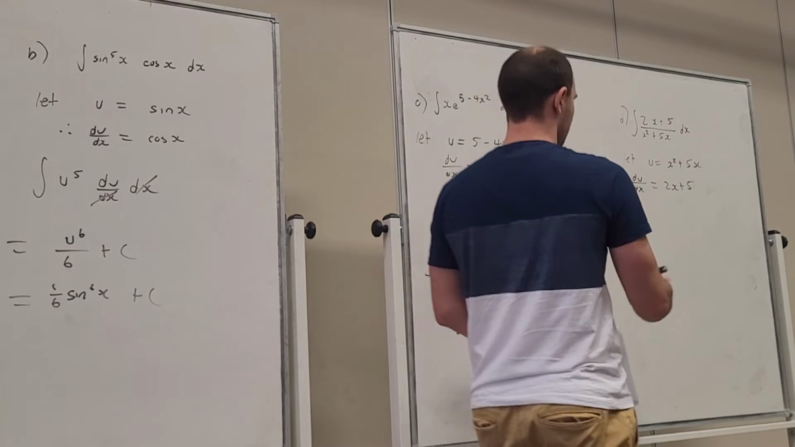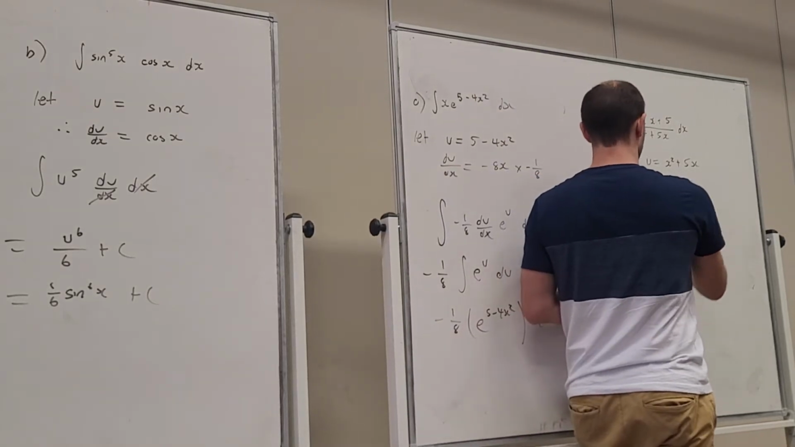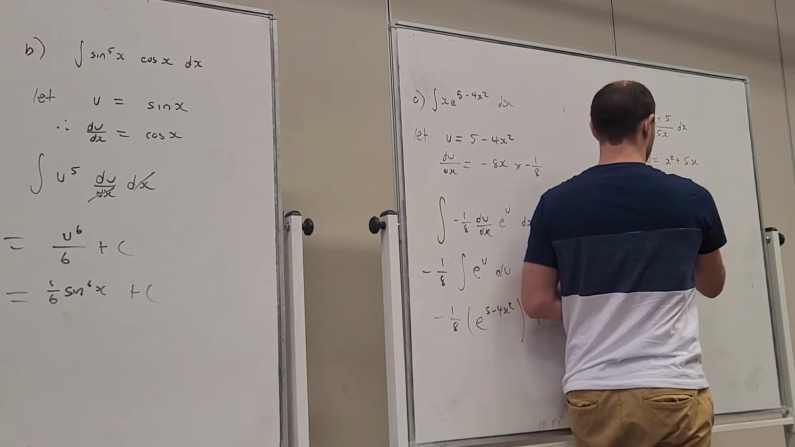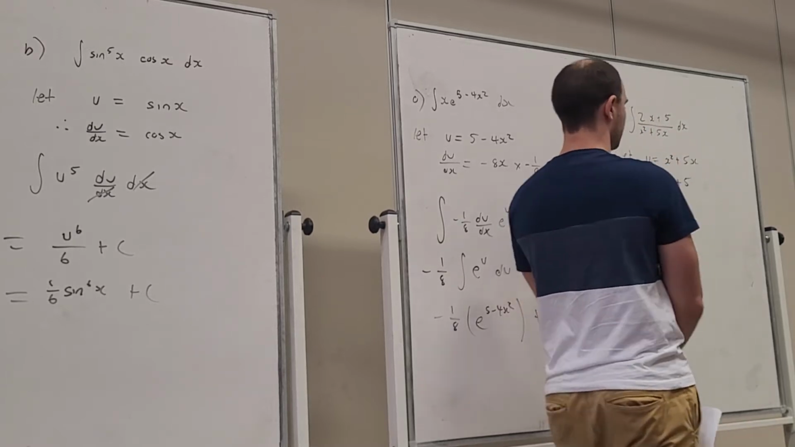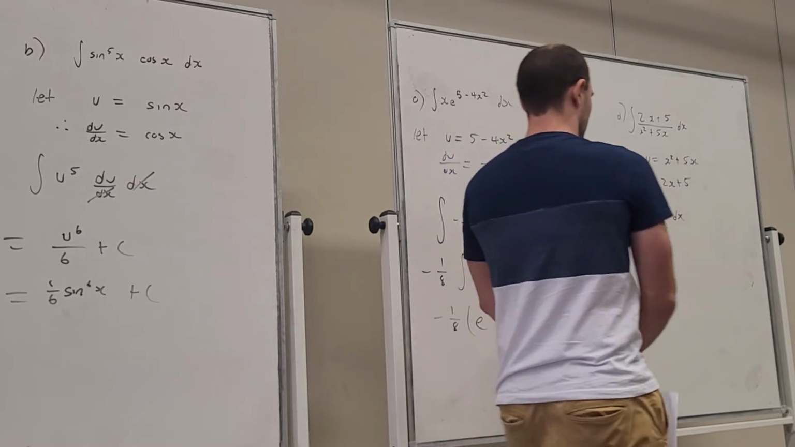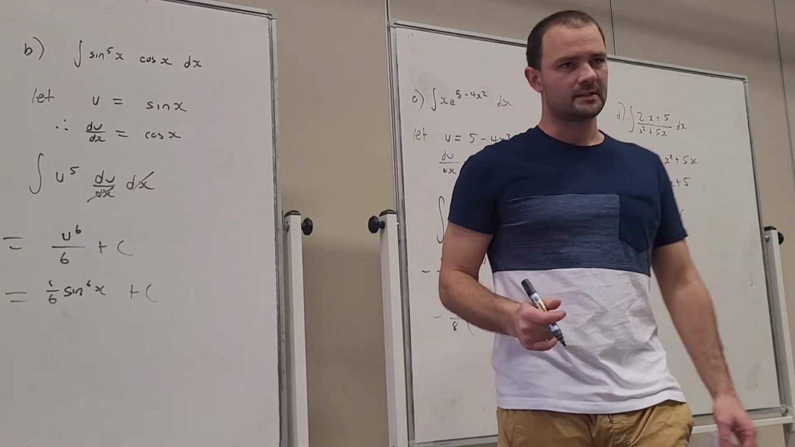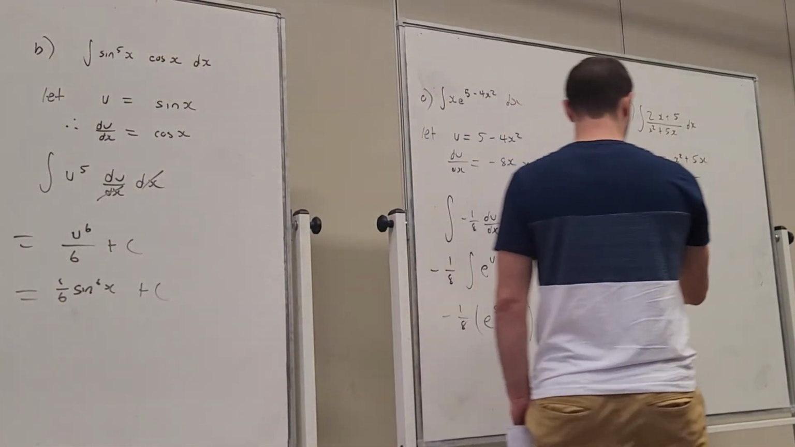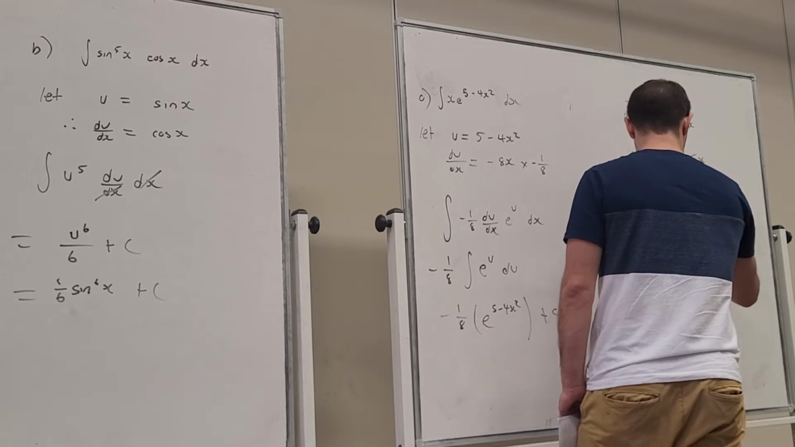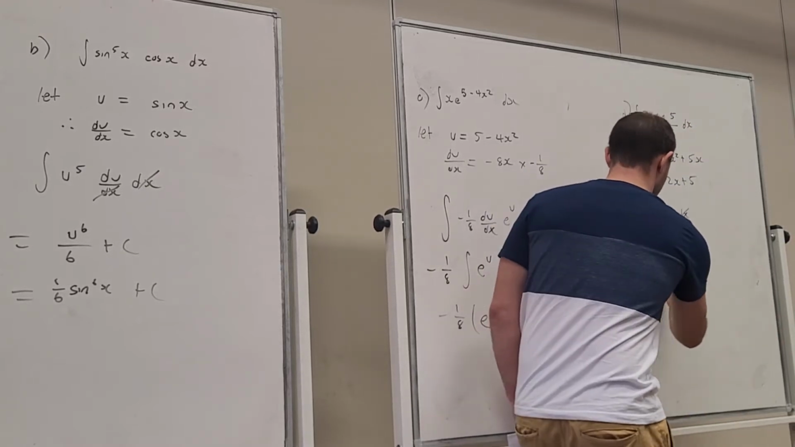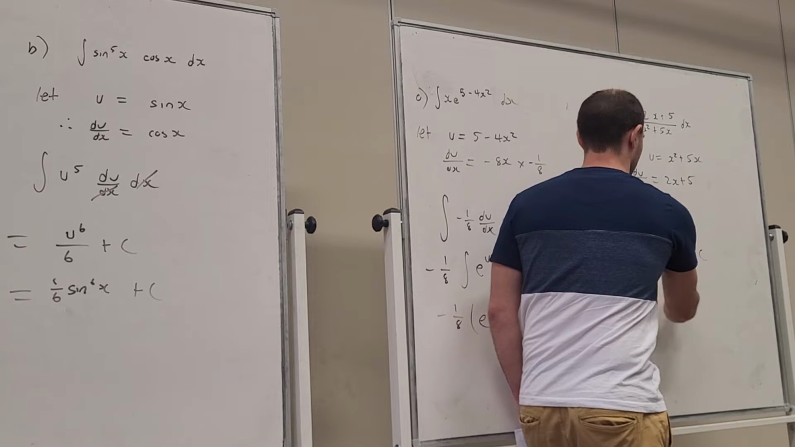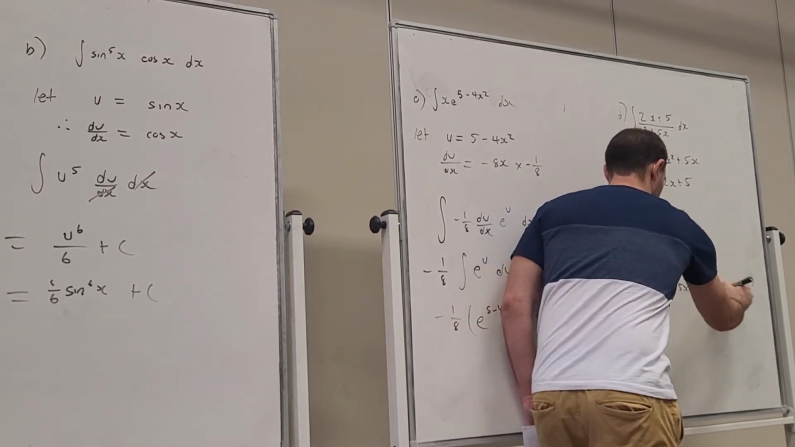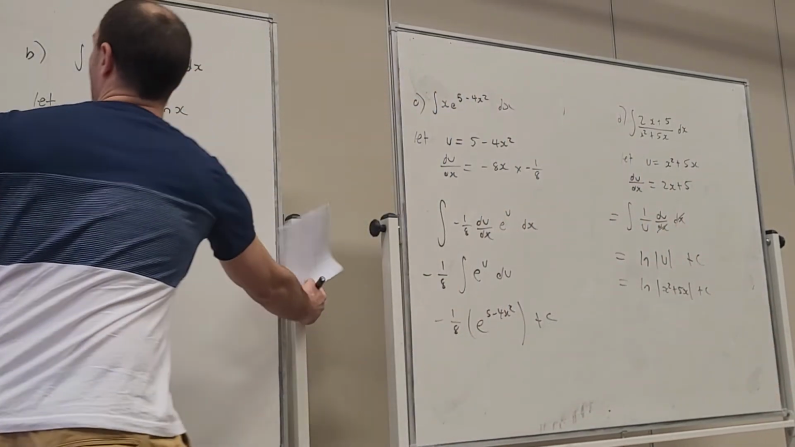So our integral statement becomes, I'm going to write it like this, the integral of 1 on u multiplied by du on dx multiplied by dx. So it's the integral of 1 on u with regards to u, and this becomes ln modulus of u plus c. Substitute u back in, modulus, sorry, x squared plus 5x plus c. Let's do this one.